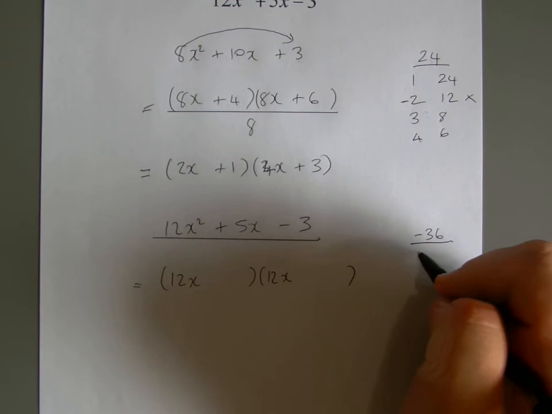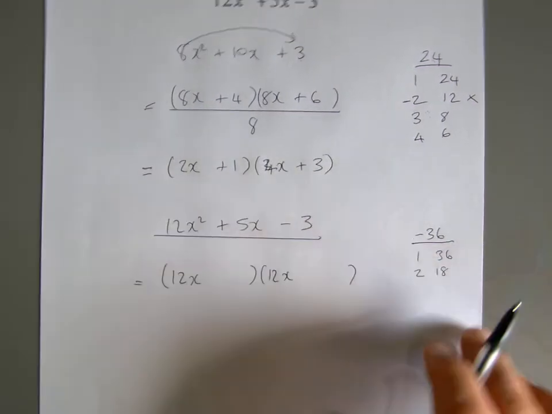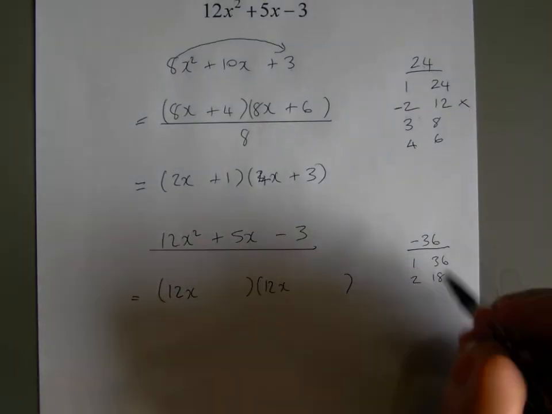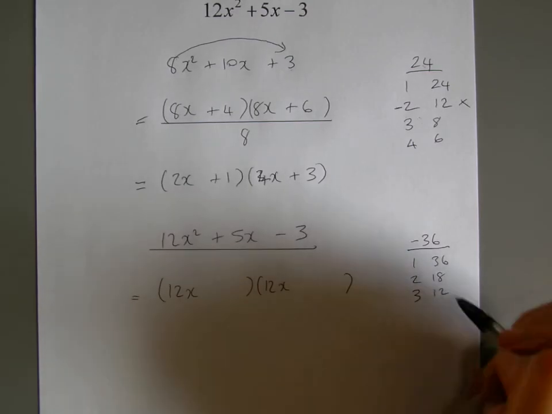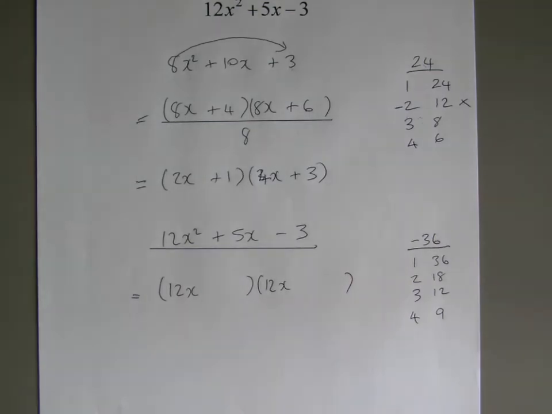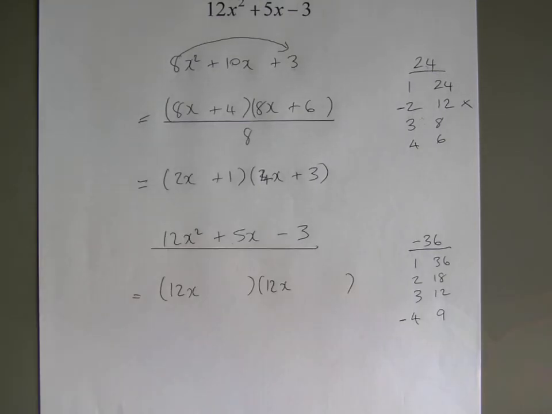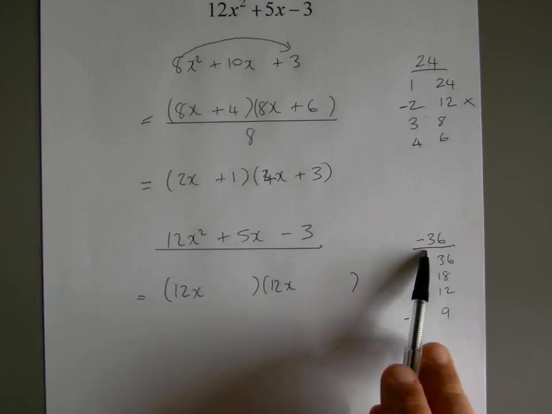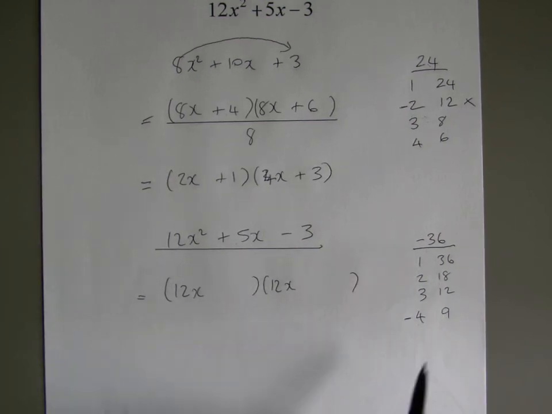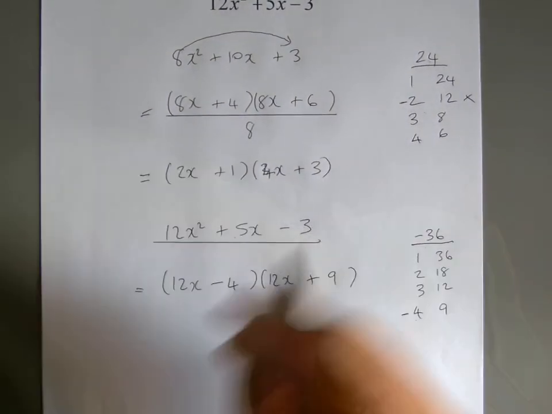So two numbers, well, 1 and 36, that's no good. 2 and 18, that's no good. Remember now, we've got to get it to add up to 5. 3 and 12, no good. 4 and 9, now 4 times 9 is 36. I can get that to be positive 5 if I make that negative 4. That'll add up to 5, 9 minus 4 is 5, and they multiply to give negative 36, so it works. So negative 4 there and positive 9 here.